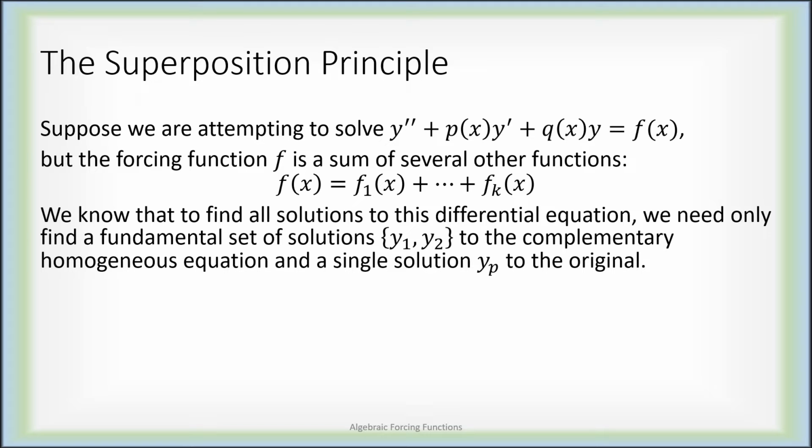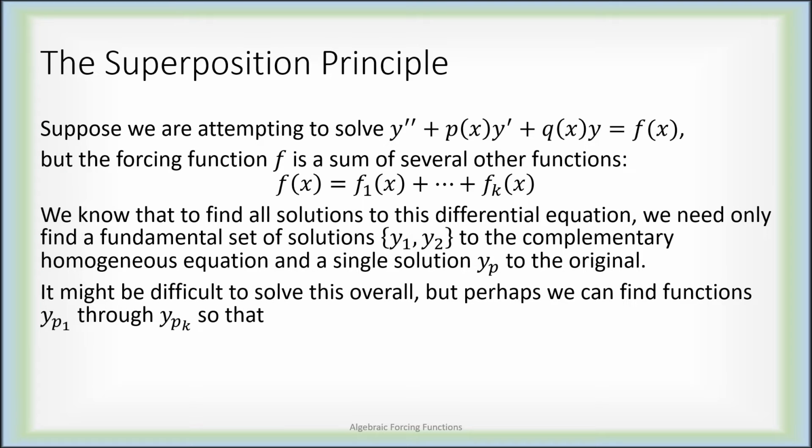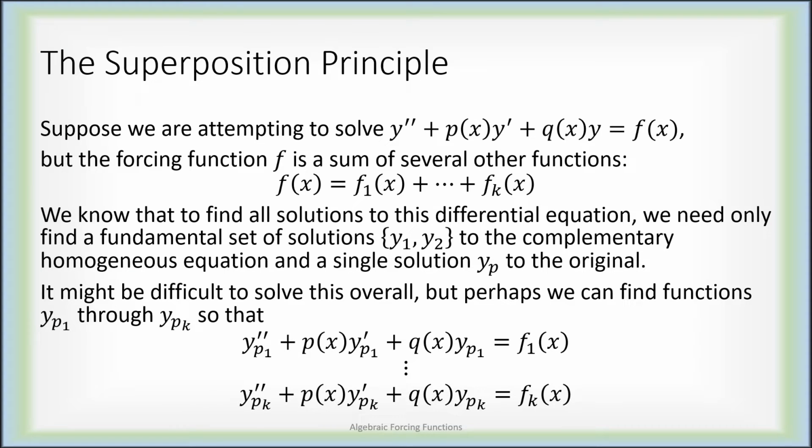Well, what we know is, to find all solutions to the differential equation, we only need to find a fundamental set of solutions to the complementary homogeneous equation and one solution to the original. It might, however, be difficult to do this all at once, but maybe we can find particular solutions yp1, yp2, etc., so that if I use yp1, I get out exactly f1 of x. And if I use yp2, I get out exactly f2 of x. All the way, if I use ypk, I get out fk of x.